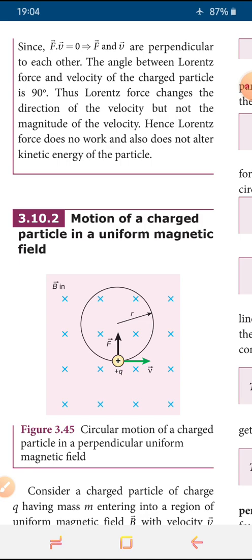If it is 90 degrees, the Lorentz force changes the direction of the velocity but not the magnitude of the velocity. It can change only the direction of the charged particle's velocity; it can't change the magnitude. So we can write that the Lorentz force does not do any work, there is no power, and there is no change in the kinetic energy of the particle. This is the conclusion we reached, and for it we took help from the 11th standard, unit number 4.